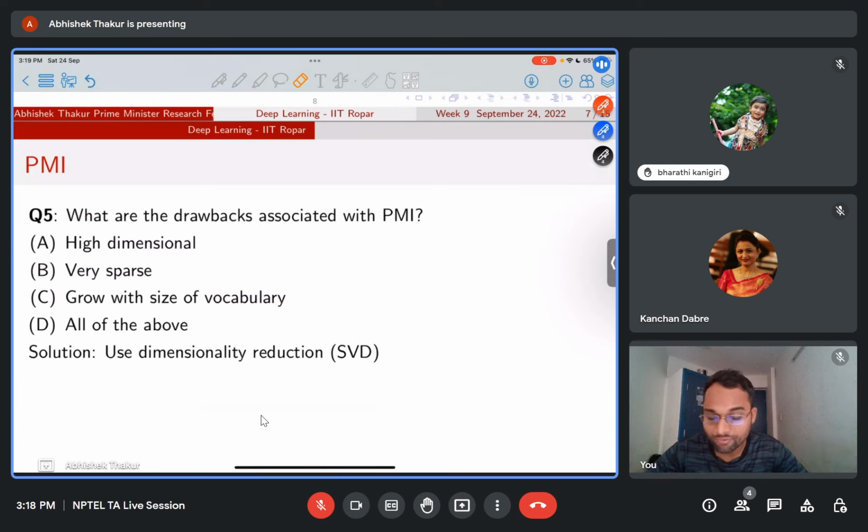And what is the solution? We can just reduce the dimension using SVD. So the correct option for the fifth question is all of the above.